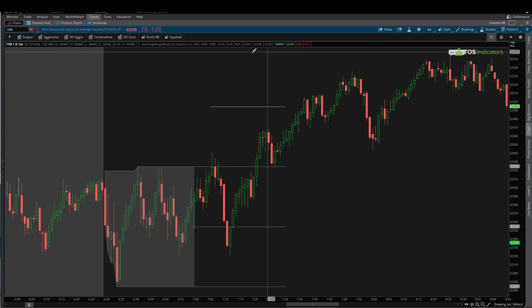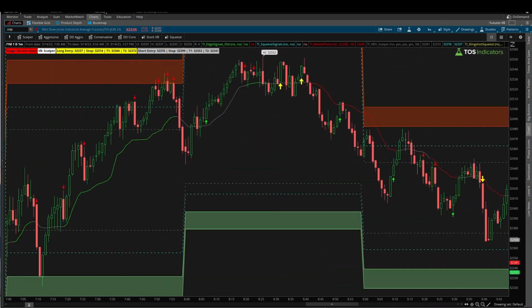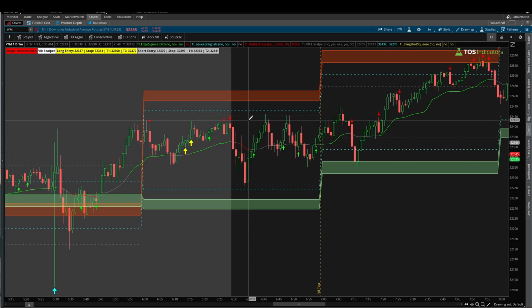Now, the second setup that we can take a look at involves using our volatility box. Now, inside of the Dow, unlike the S&P and the NASDAQ, we started off on our scalper volatility box models. The reason we chose the scalper as opposed to the aggressive, the doomsday aggressive, or any one of our other volatility models is because of what the Dow told us early on in the morning.